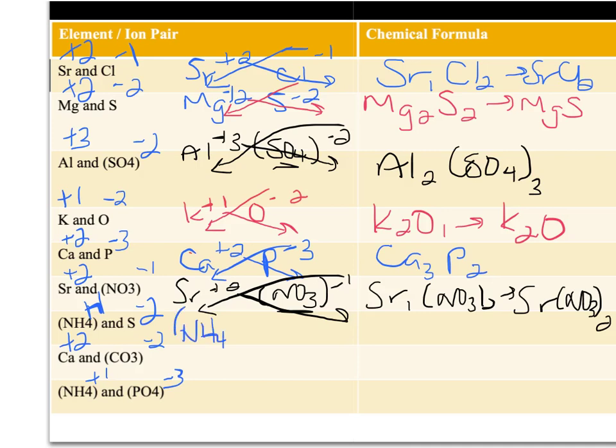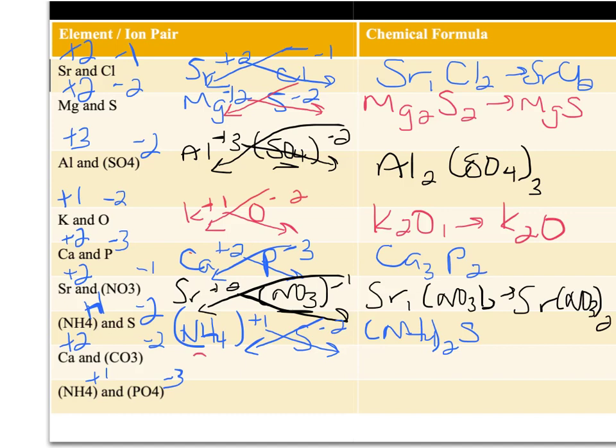Okay. The next one, NH4 +1, S -2. Okay. -2 comes over here, drops its sign, and becomes ammonium's subscript, so it lands on the outside of the parentheses. The +1 comes over here. 1 becomes sulfur's subscript, and it doesn't have a sign. So the chemical formula here is (NH4)2S.